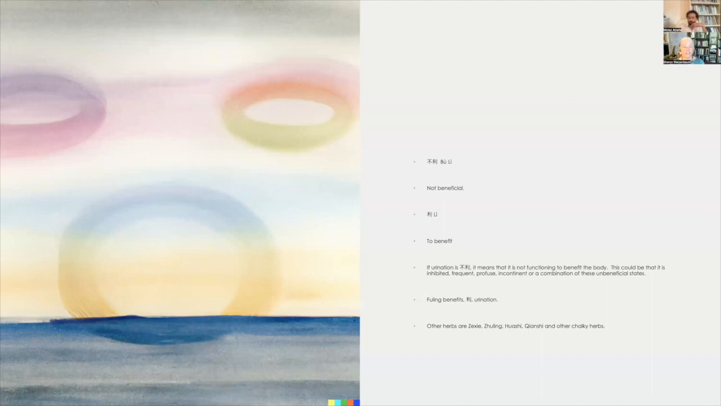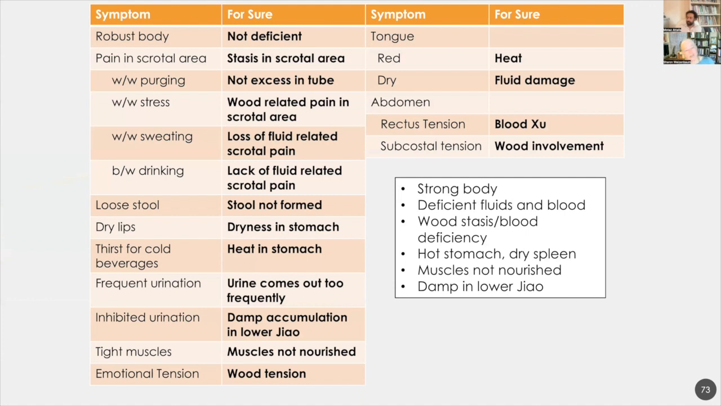So this is just to kind of go on a side trip. Bu Li is like non-beneficial urination, and Li is to benefit. And so Bu Li will often be translated as inhibited urination, but it really just means unbeneficial urination. And his urination was truly unbeneficial. He peed out too much, but he also failed to pee. He had some inhibited urination, which to me means that some water is being blocked and accumulated in his lower body, which is an important part of why he has this pain.